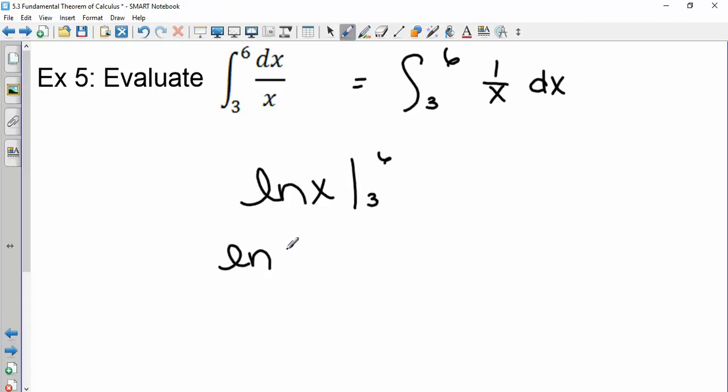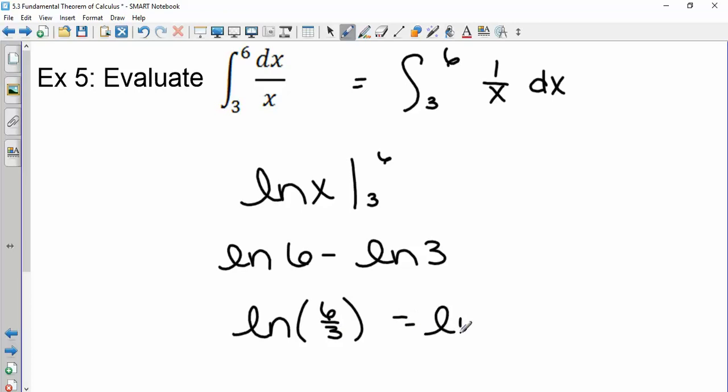So that's the natural log of 6 minus the natural log of 3. Okay, what do you remember? If I'm subtracting two logs, how do I put them together? Division, yes. That means the natural log of 6 over 3, or the natural log of 2. Very good. I couldn't help but throw that in.